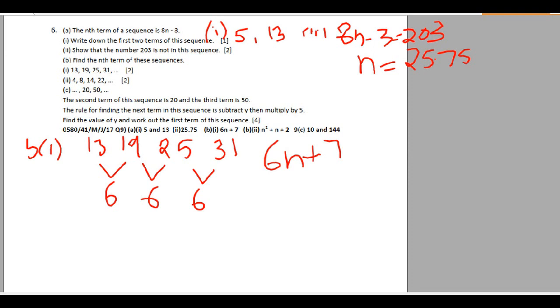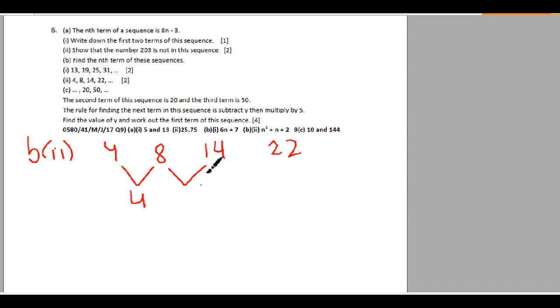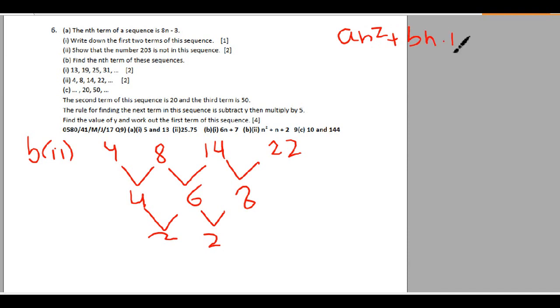For B2, let me clear the screen. For B2 we have 4, then we have 8, then we have 14, then we have 22. The difference here is 4, the difference here is 6, the difference here is 8, and each second difference is 2 and 2. So this is a quadratic sequence, and the nth term will be an squared plus bn plus c. a is this value divided by 2, so a is simply 1, 1n squared.